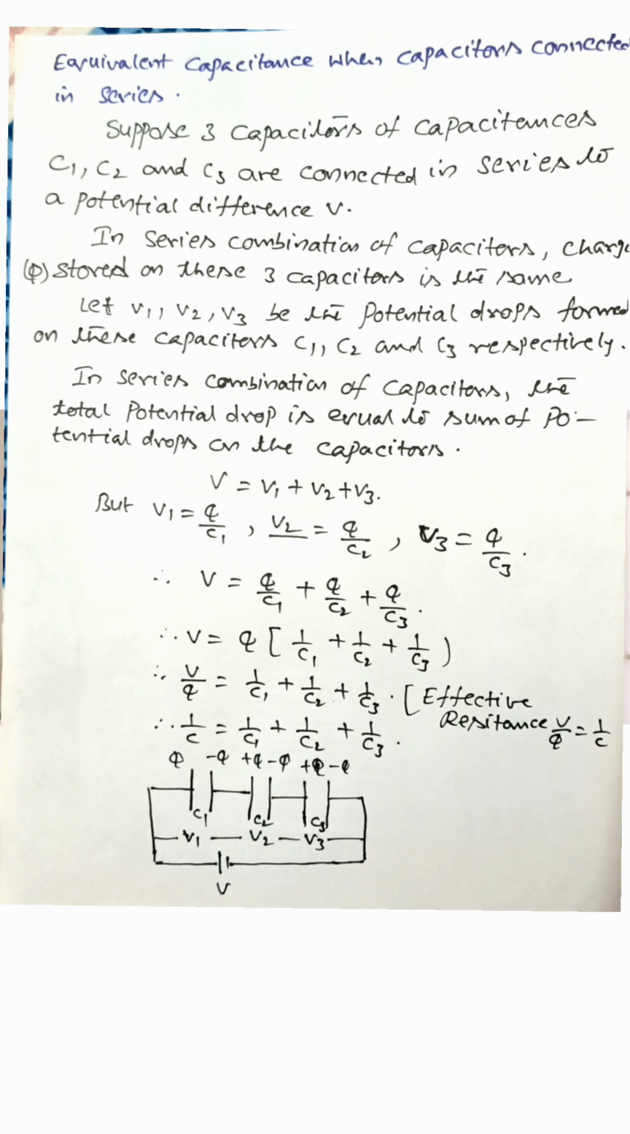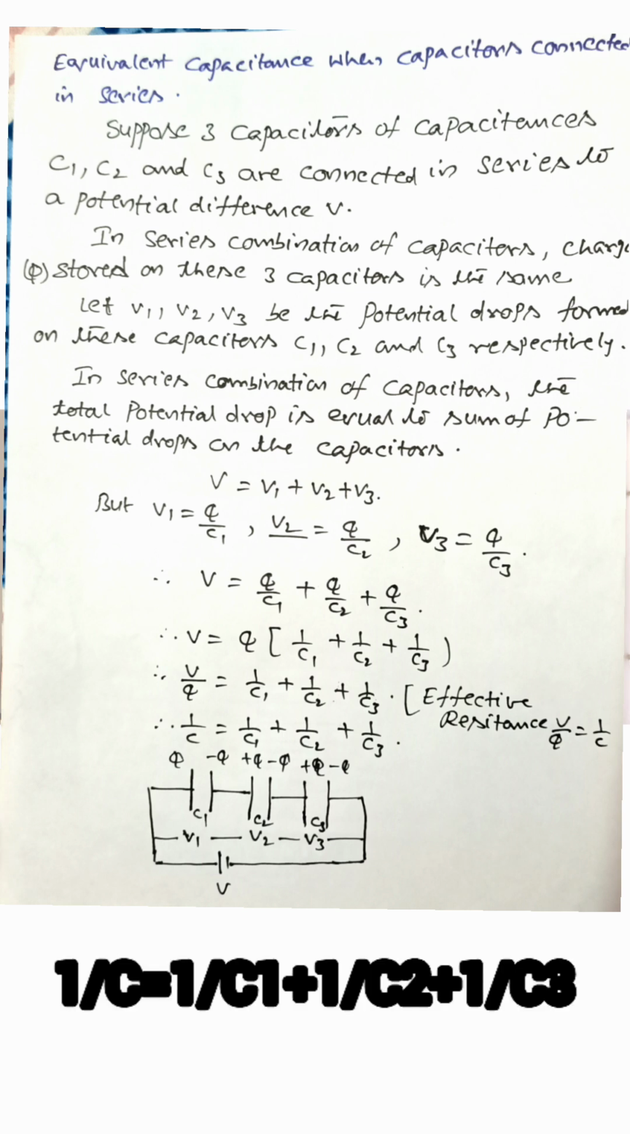V is equal to V1 plus V2 plus V3. We get V is equal to Q by C1 plus Q by C2 plus Q by C3. Therefore, V is equal to, when Q is taken as the common factor, Q into 1 by C1 plus 1 by C2 plus 1 by C3. But when Q is brought to the left side, it becomes V by Q is equal to 1 by C1 plus 1 by C2 plus 1 by C3. Effective capacitance V by Q is equal to 1 by C. Therefore, 1 by C is equal to 1 by C1 plus 1 by C2 plus 1 by C3.